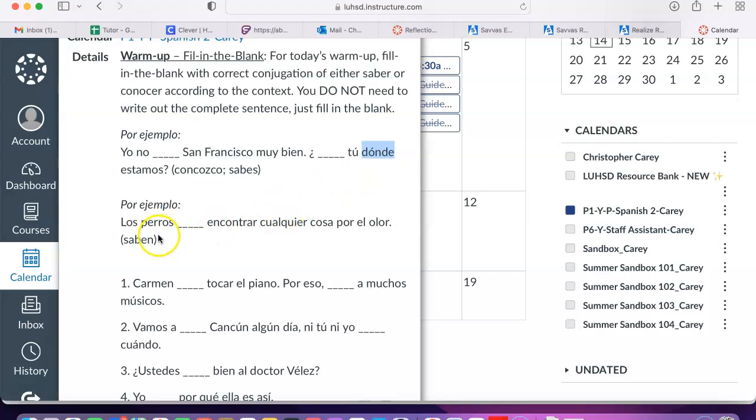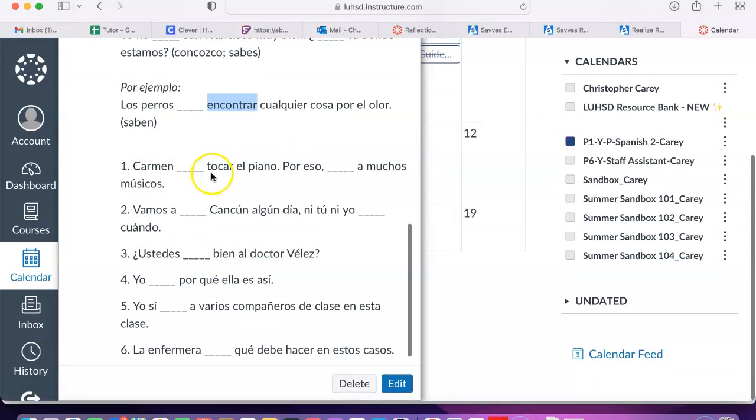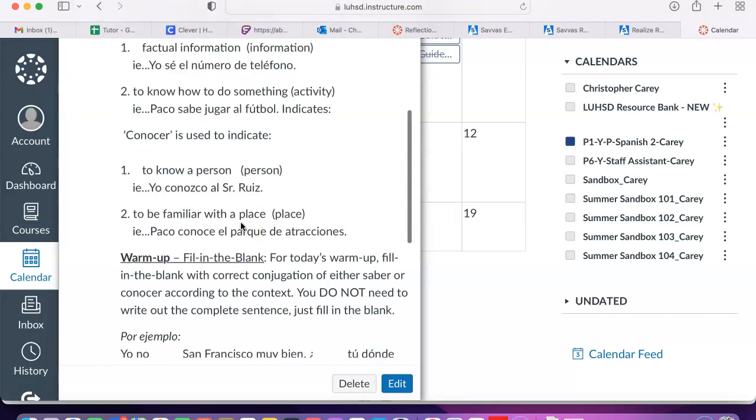For the second example, los perros saben encontrar cualquier cosa por el olor. Our clue is encontrar. Dogs know how to find, or they're able to find anything using their sense of smell. So we have a verb in the infinitive, and that is our clue for saber. So for your warm-up for today, fill in the blank with the correct form of the verb saber or conocer according to the context. It's your warm-up for today.